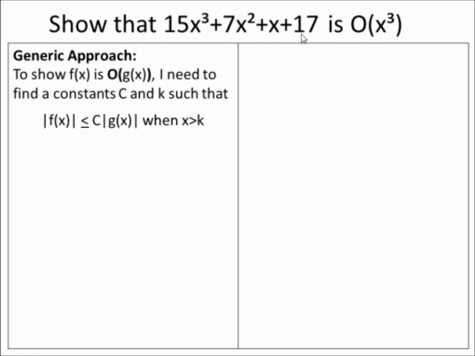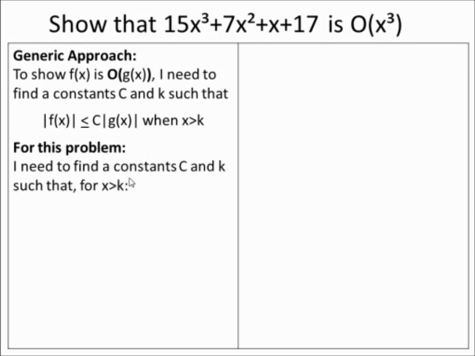Let's throw our actual functions in from our example. So for this particular problem, I need to find constants c and k such that whenever x is greater than k, in absolute value, 15x cubed plus 7x squared plus x plus 17 is less than or equal to the multiple c of, in absolute value, x cubed. This is what I need to find. I need to find c and k so that this is always true whenever x is greater than k.